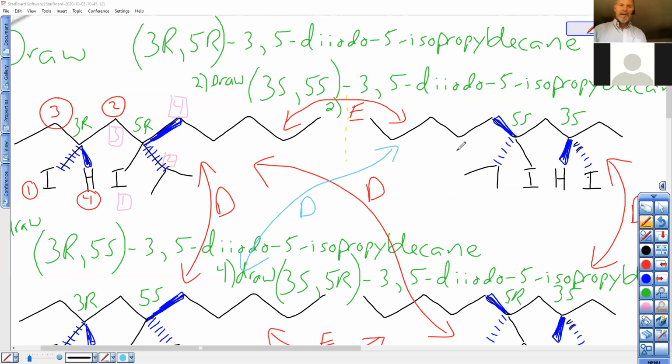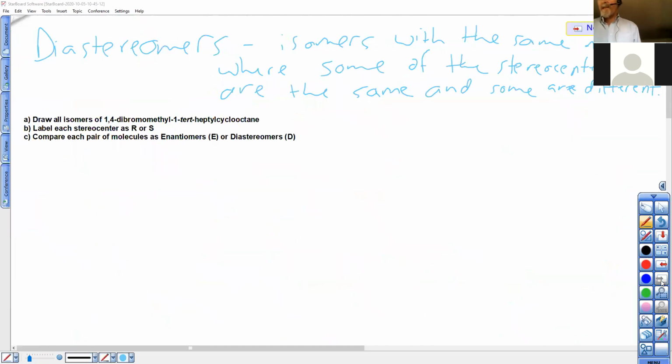But in biochemistry and in chemistry where other handed molecules interact, as you can imagine, like a hand interacting with a glove, then you need the right fit for the reaction to proceed as it should. So it's a very important property, handedness. And also being enantiomers or diastereomers is also very important too. We'll talk about that probably first thing, well, maybe at the end of today. We'll see how this goes. So diastereomers, isomers with the same name, where some of the stereocenters are the same and some are different.